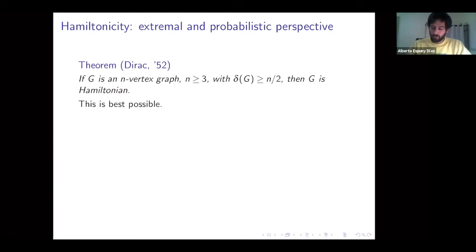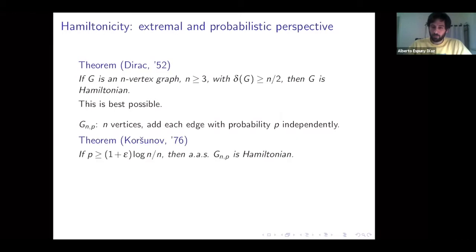And then there's also the probabilistic perspective, where we're more interested in typical properties of graphs. So if, for instance, I consider the GNP model, where the idea is that we start with a set of n vertices and we add each of the possible edges with probability p independently of all the other ones. The main question would be, for which range of p is it true that GNP is very likely to contain a Hamilton cycle? And this question was answered by Korshunov in the 70s.